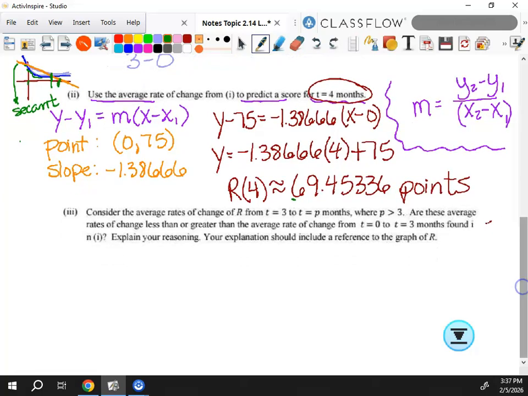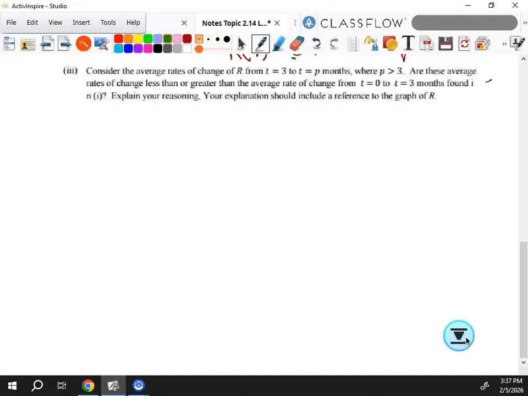All right, so now let's read this last one. This says, consider the average rates of change of R from t equals 3 to t equals p. And I know stuff like that blows your mind because you're like, what the heck is p? Well, it says p is greater than 3. So p is any number that's bigger than 3. Are these average rates of change less than or greater than the average rate of change from 0 to 3 months found in part I?